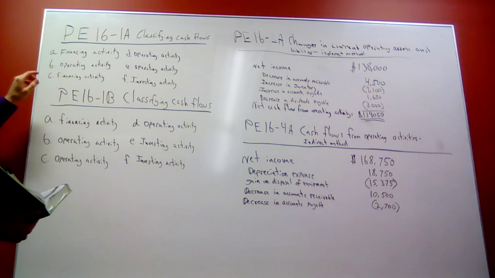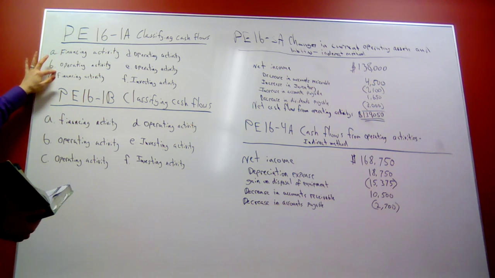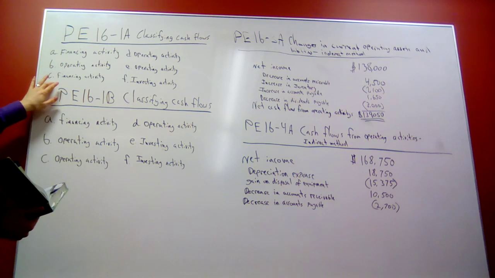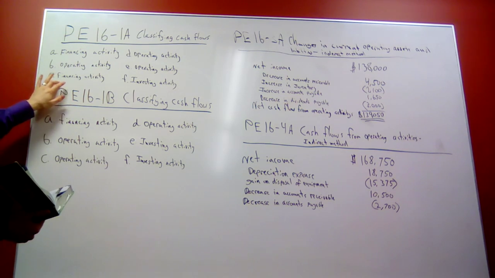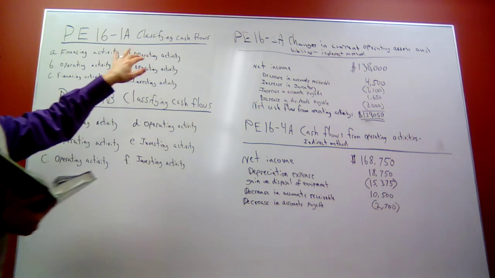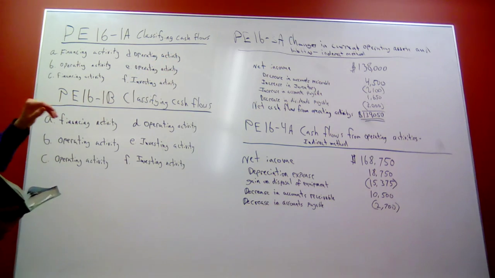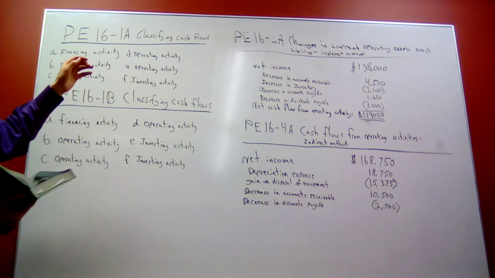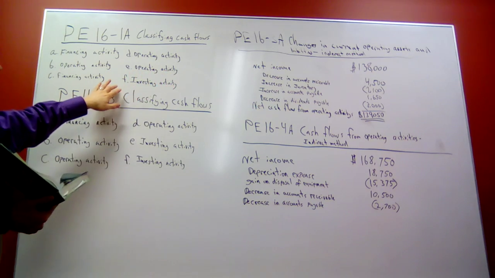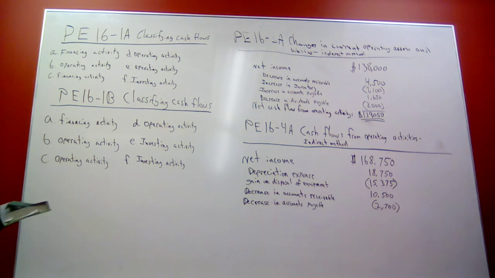So A, retirement of bonds payable would be a financing activity. B, payment of accounts payable would be an operating activity. C, issuance of common stock would once again be financing. D, payment for administrative expenses would be operating, just one of the day-to-day things. E, cash received from customers would be operating. F, purchase of land would be an investing activity.